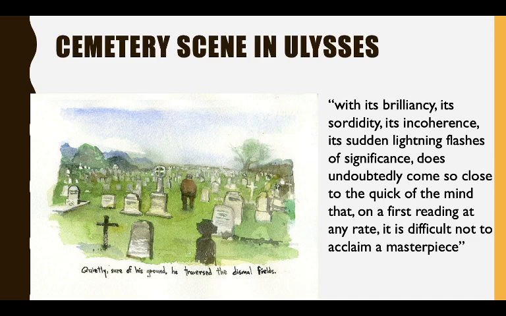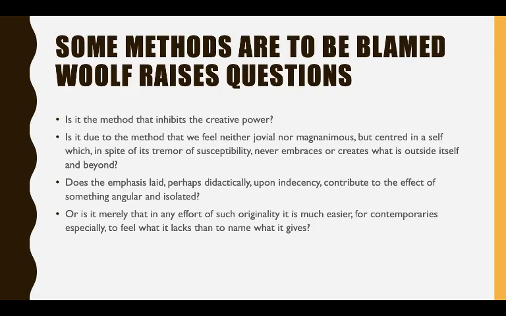So here she proves the point that Joyce is a spiritualist compared to all those materialists who were only concerned with external factors, while Joyce is a spiritualist who talked about this innermost flame, that is soul. We see life in the works of Joyce, according to Virginia Woolf. And she says there are some methods to be blamed. She raises these questions: is it the method that inhibits the creative power? Is it the method that curtails the freedom of the writer?